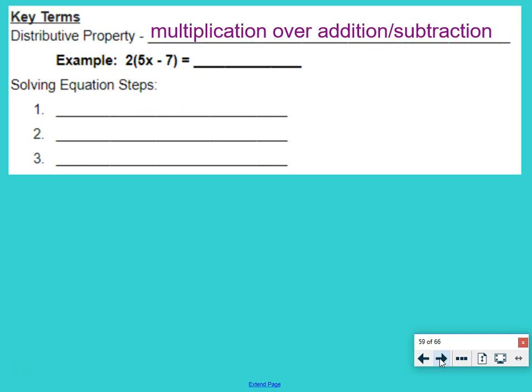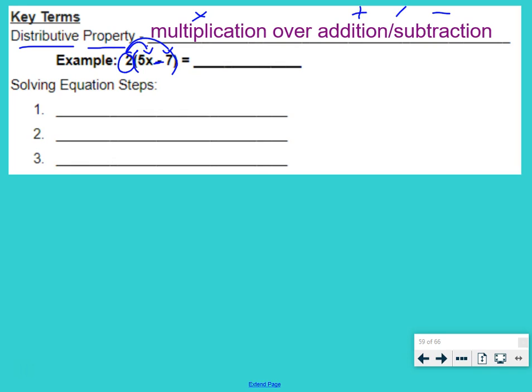So here's an example for you. We have 2 times the quantity 5x minus 7. Our goal is to get rid of the parentheses, because when we're solving an equation, we don't want parentheses in the equation. To get rid of the parentheses, we have to distribute, which means we take the 2 on the outside and multiply by the numbers inside. So it's multiplication over, in this case, subtraction, but there could be a plus sign in the middle.